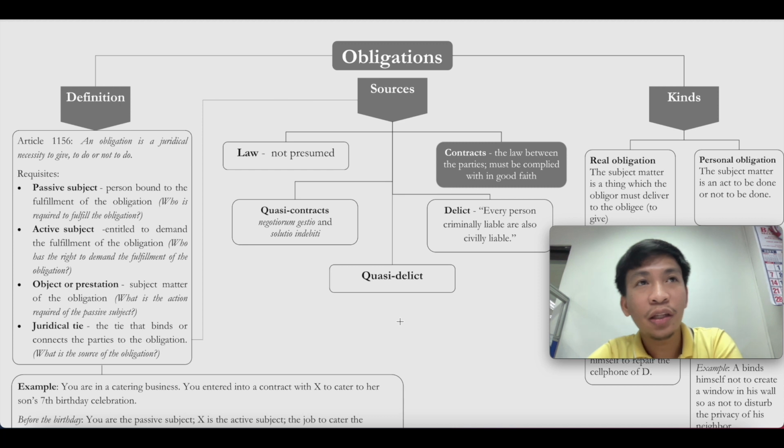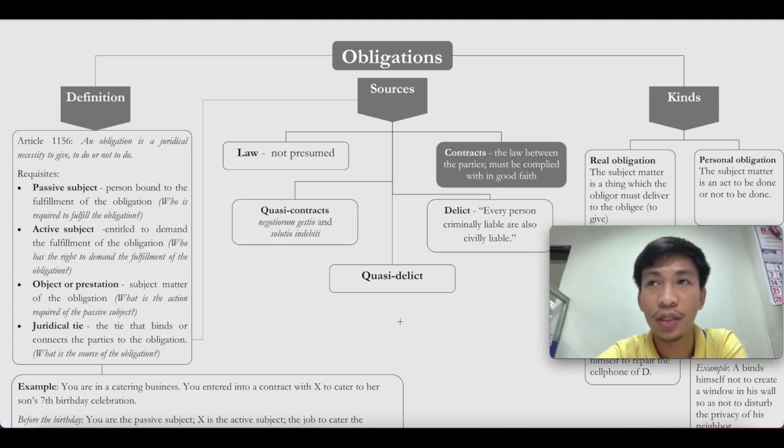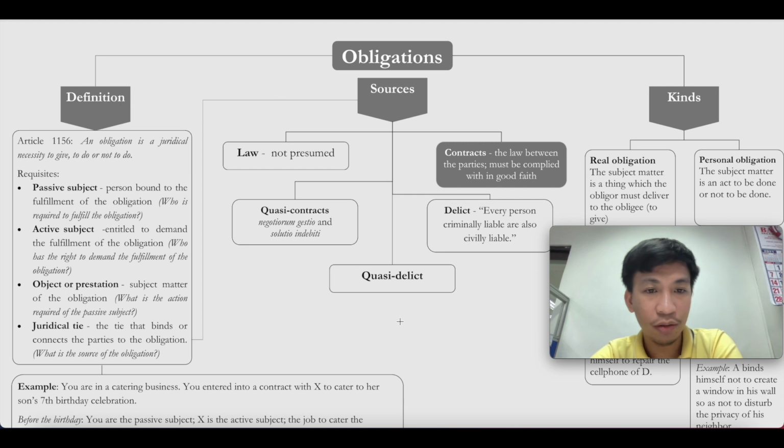Now, kung titignan natin itong rule on quasi contract, simple lang ang rason dito. Why this is a source of obligation. So, negosyorum gestio, if they administered your property or your affairs, you need to pay them. Sa solution debiti, if you receive a mistaken payment, you need to return it. The principle here sa quasi contracts is that no one must be unjustly enriched. No one must unjustly enrich himself or herself at the expense of others. The lesson there is hindi dapat tayo nakikinabang unjustly sa mga bagay na hindi naman para sa atin. So, yun yung concept ng quasi contracts.